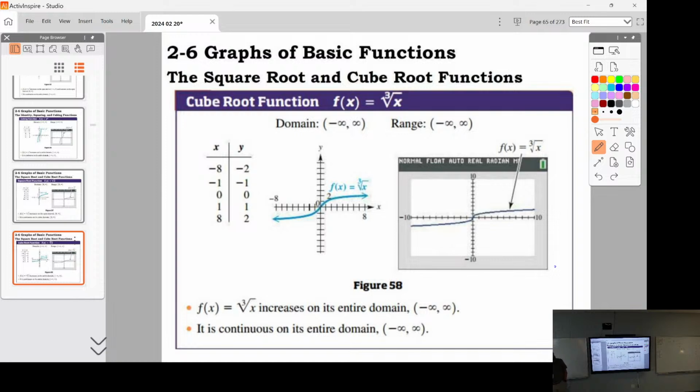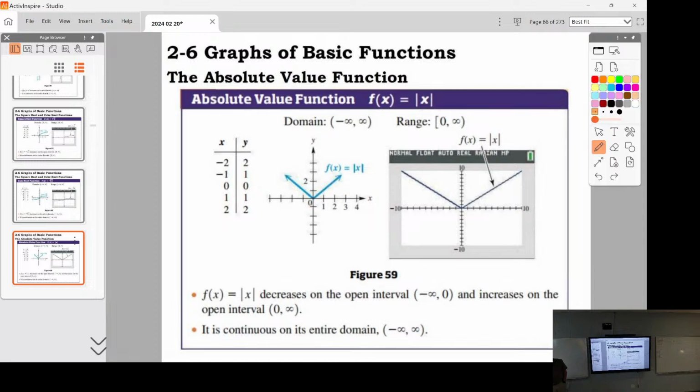What a deal. The next function is the absolute value function. The absolute value function looks like a V. It has all the same properties as the squared function. I can take the absolute value of any real number. By definition, the absolute value is the distance from 0, and we don't measure distances with negative numbers.